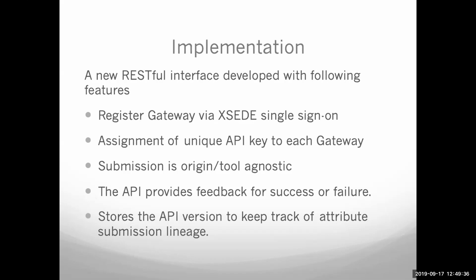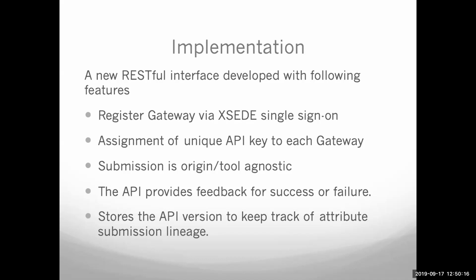So the implementation is a new REST interface, which allows a gateway to register at one spot using XSEDE single sign-on. No more ticketing there. Each gateway is assigned a unique API key, and they can use this API key to submit the attributes in a tool-agnostic manner. And they can submit it from anywhere they like. It's no longer limited to the login node. They can submit it from the compute node, or they can even submit from their gateway head node. So it's up to them to instrument this reporting the way they see fit.